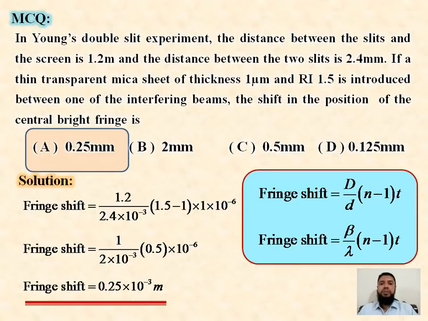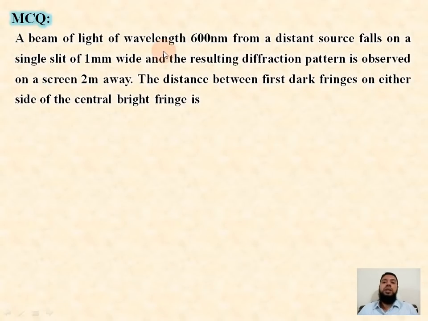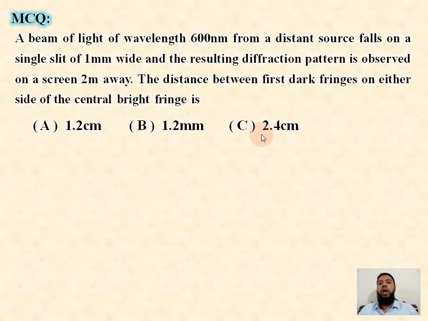Let us look at the next problem. A beam of light of wavelength 600 nanometer from a distant source falls on a single slit of 1 millimeter wide and the resulting diffraction pattern is observed on the screen 2 meter away. The distance between first dark fringes on either side of the central bright fringe is option A 1.2 centimeter, option B 1.2 millimeter, option C 2.4 centimeter, and option D 2.4 millimeter.